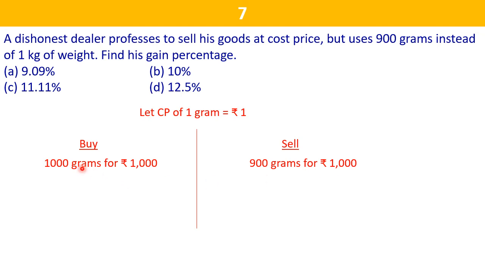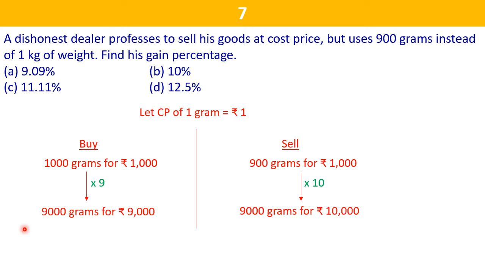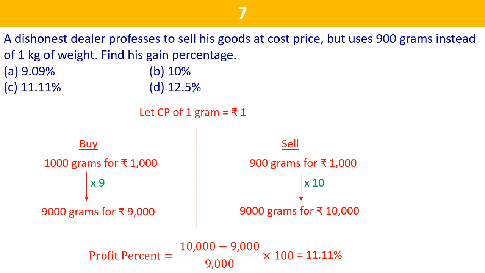Again, what we see, the buying quantity and selling quantity are not equal. So we need to first make it equal. So here we will multiply by 9 in buying quantity, and for selling quantity we will multiply by 10. So 9000 gram can be purchased for 9000 rupees and the same 9000 gram can be sold for 10,000 rupees. So 9000 becomes your cost price and 10,000 becomes your selling price. So percentage of profit can be calculated as selling price minus cost price divided by cost price multiplied by 100, which comes out to be 1 by 9 into 100, and 1 by 9 is 11.11%.